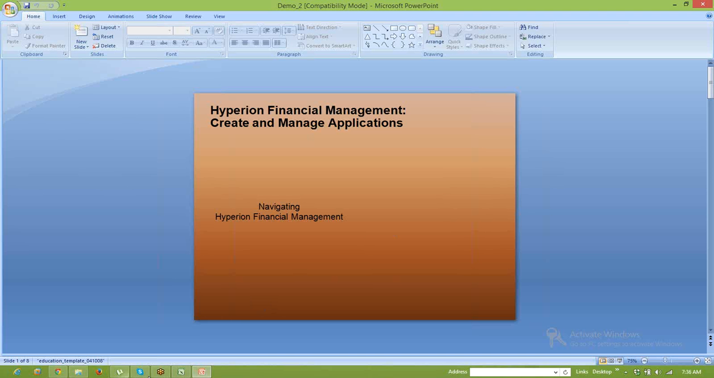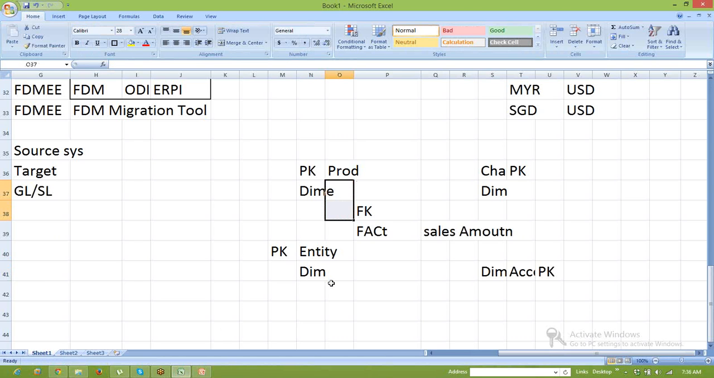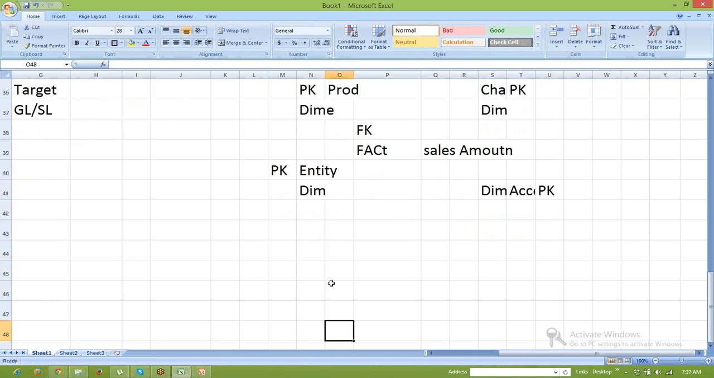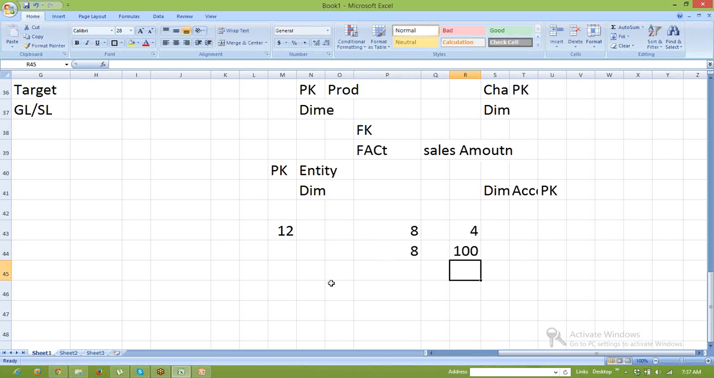In HFM, basically, we have about 12 dimensions in the previous version, 11.1.1.3. In which 8 are standard dimensions and 4 are customized dimensions. But from 11.1.2.3 onwards, we have 8 standard dimensions and 100 custom dimensions. But we are not going to use 100 custom dimensions. At most, we can use 10. Up to that only, the total dimensions would be 18.